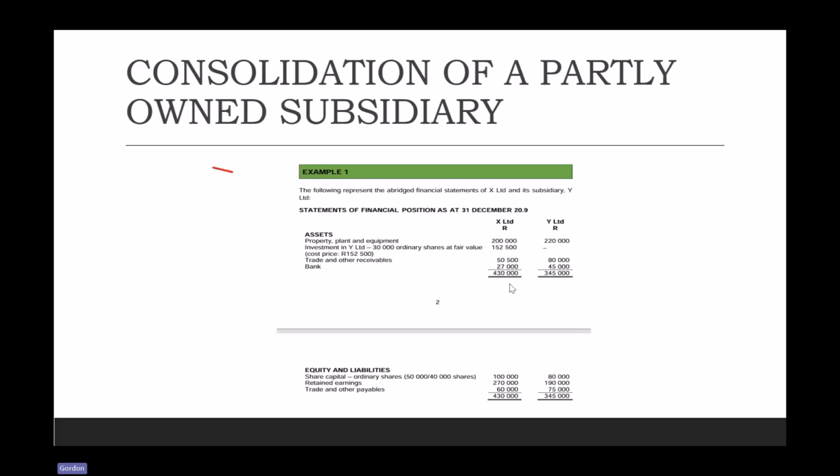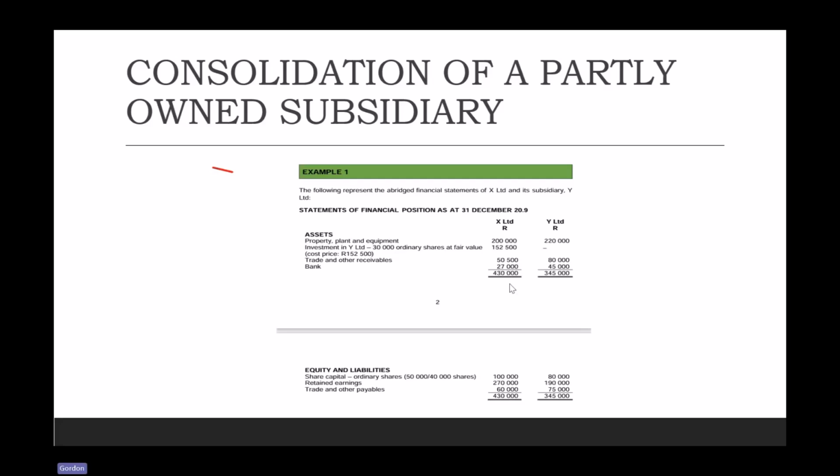Why are we preparing them? In what circumstances do we have to prepare them? What led us, in the first place, to prepare consolidated financial statements?